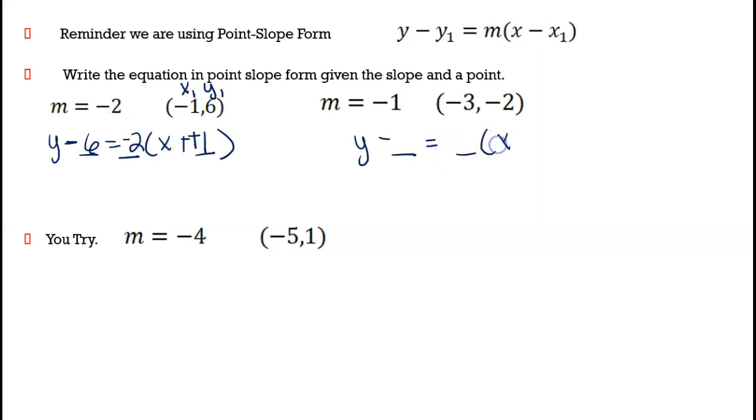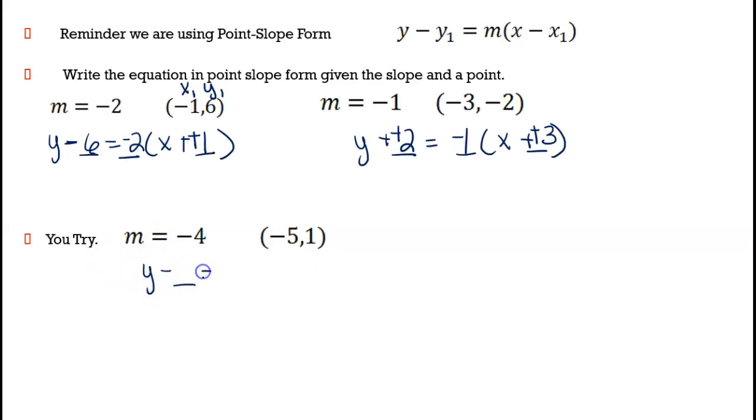Write yourself your blanks to help you. This becomes y minus a negative 2. Slope is negative 1, and x becomes negative 3. It's okay to do keep, change, change. This one doesn't have any minus in front of it, so we don't do that. Keep, change, change, and we're done. Go ahead and pause the video and try this next one on your own.